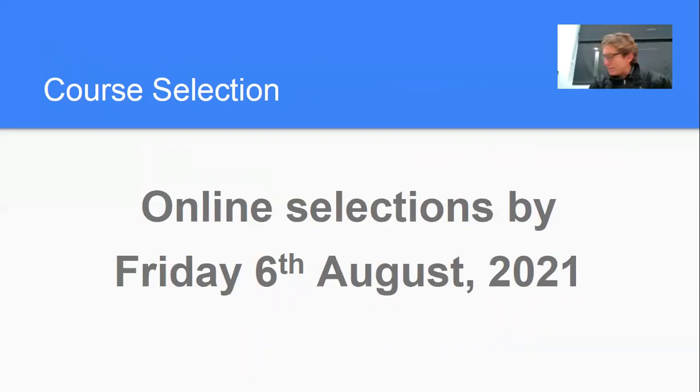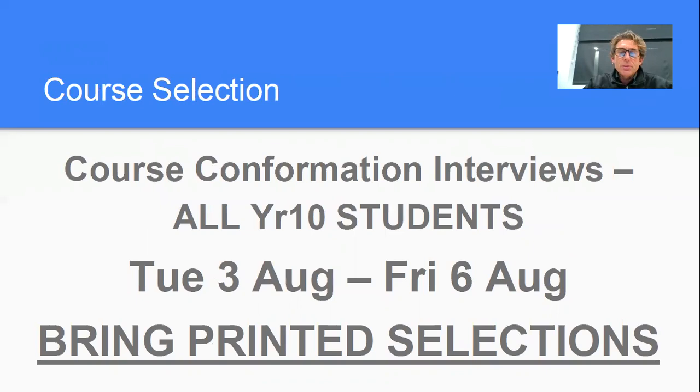For the online selections process, we want students to have their selections in by Friday, the 6th of August. So in VCE, it'll be choosing your subjects by this date. That's online on EdVal. The earlier we can get the sign sheets in, the better as well. There are also the course confirmation interviews. They'll occur from Tuesday to Friday in that week.